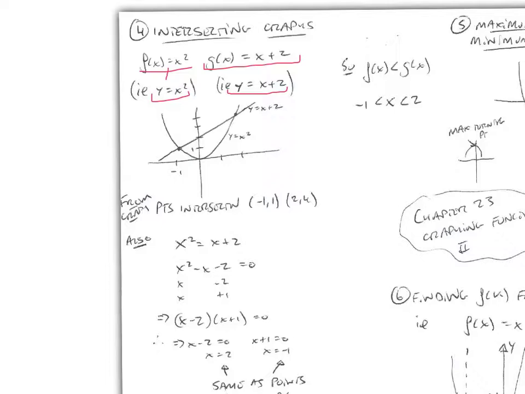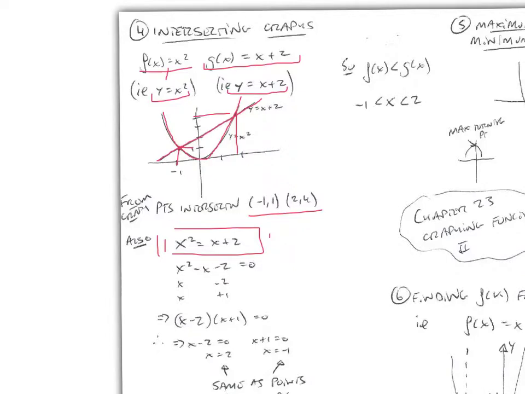Okay, so let's say we plotted the linear function, y equals x plus 2, and y equals x squared, the quadratic. You can see that they intersect at 2 points. From the graph you can just read off where those points of intersection are, and that's those there. But you could also find the points of intersection by equating one to the other.